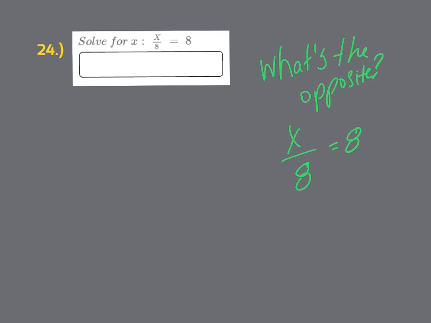What's the opposite of divided by 8? Well, the opposite of divided by 8 is to multiply times 8. See, careful. Some of you already thought you knew the answer, but you weren't paying attention. I know who you are. I can see you. Put that over 1. These 8s are going to cancel. I'm left with x equals, what's 8 times 8? It is 64. That's what goes in here. X equals 64.